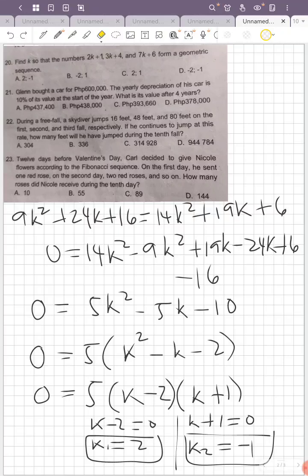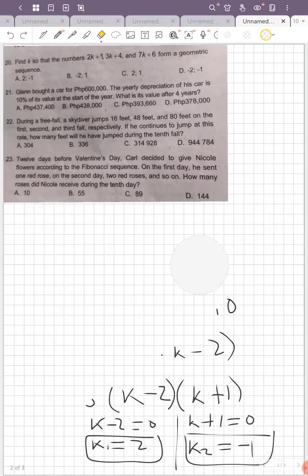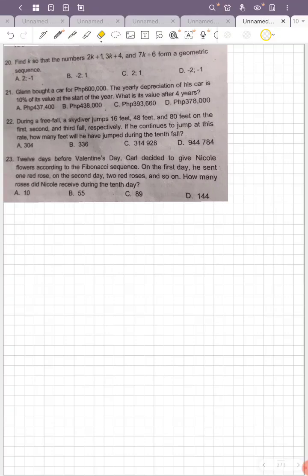So let's try the second problem. Glenn bought a car for 600,000. So A sub 1 is equal to 600,000. Then the yearly depreciation of his car is 10% of its value at the start of the year.